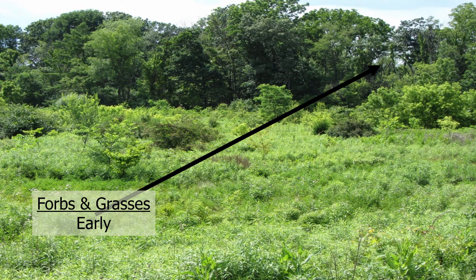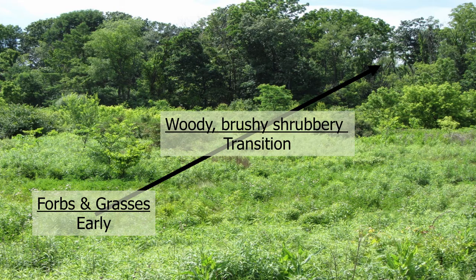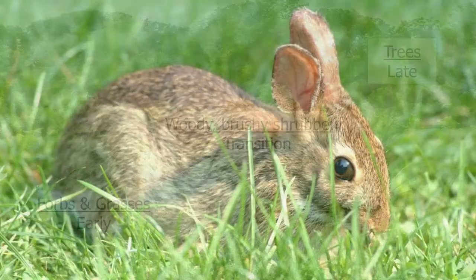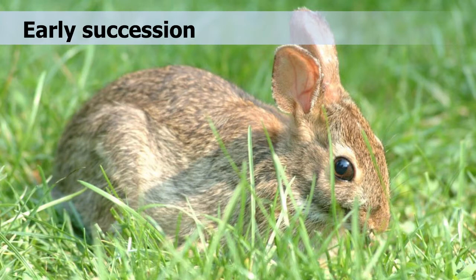Here we see the early successional stage plants, such as grasses and forbs, herbaceous plants such as wildflowers and weeds, which are the first to grow, followed by transitional plants such as woody shrubs and brush, and finally you will find mature trees growing in the later stages of succession. Let's look closer at how wildlife species change with plant succession.